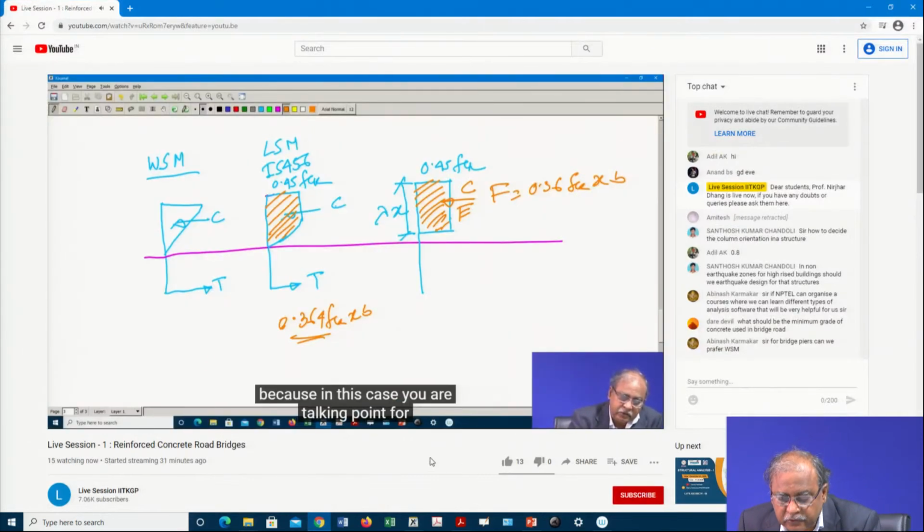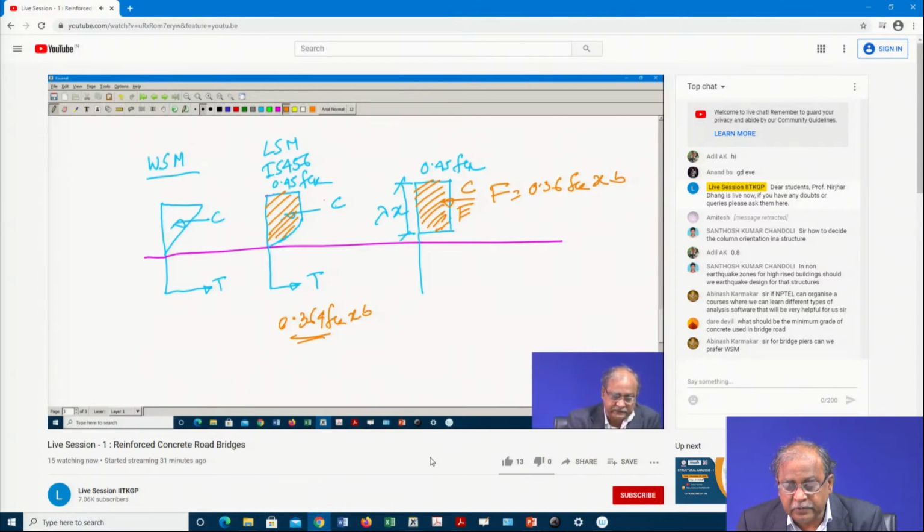Okay. There are a few more questions. Avinash Karmakar asks: sir, if NPTEL can organize courses where we can learn different types of analysis software, that will be very helpful for us. Yes, that is true. Why don't you try with your own language, say Python? Nowadays I work with Python, so you can try on your own.